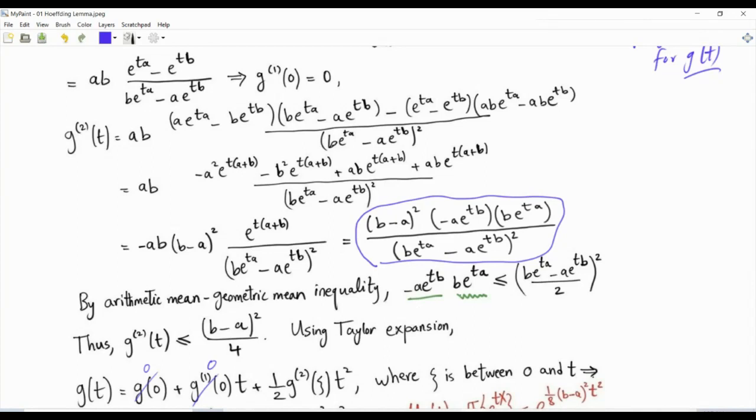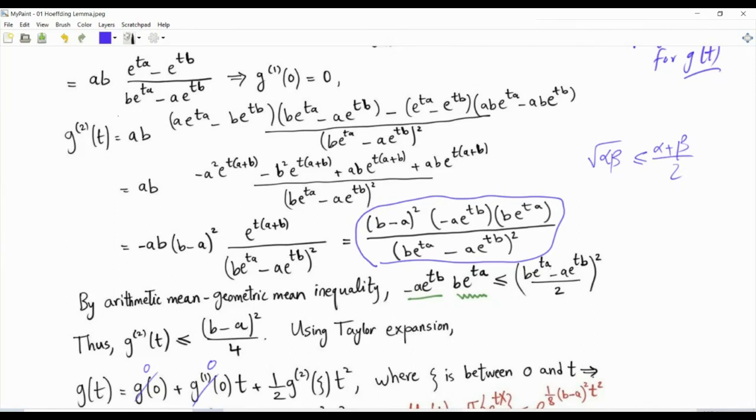And so here are our two positive quantities, minus a e to the tb, that's one of them, and b e to the ta, that's another. The arithmetic mean geometric mean inequality tells you that if you have two positive numbers, alpha and beta, then the square root of their product, which is the geometric mean, is upper bounded by the arithmetic mean, with equality if and only if these two numbers are equal. So the product of these two positive quantities will be upper bounded by the square of the arithmetic mean, which is the sum divided by 2.